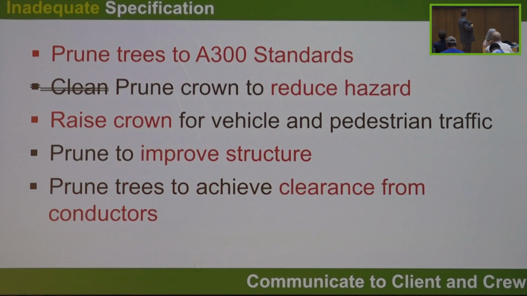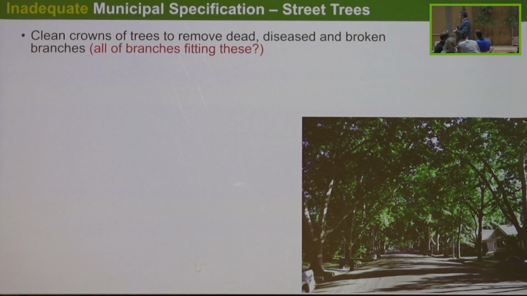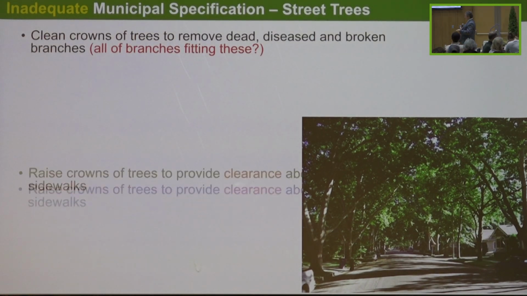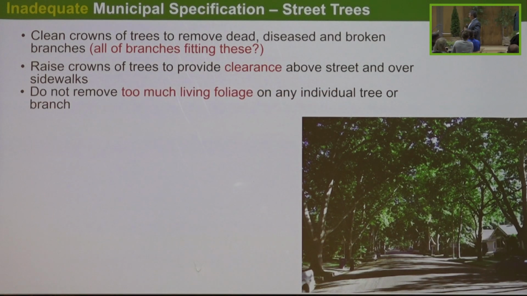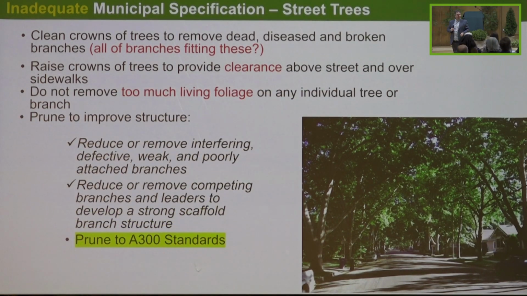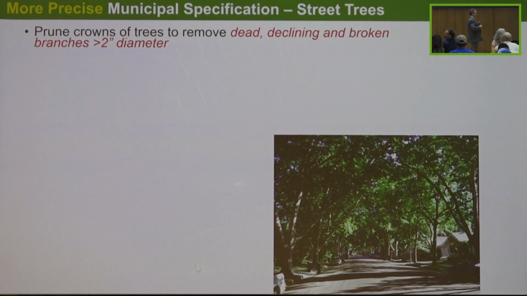No, I'm okay. But pruning trees to achieve clearance from conductors, again, there's no specificity here. And so a case here, municipal specification. If you just talk about pruning, what are you removing? How far above the ground? How much living foliage? What are we really doing to improve structure? So being specific, it's not that hard. For example, for a better specification, I'd say maybe I want only branches greater than 2 inches.